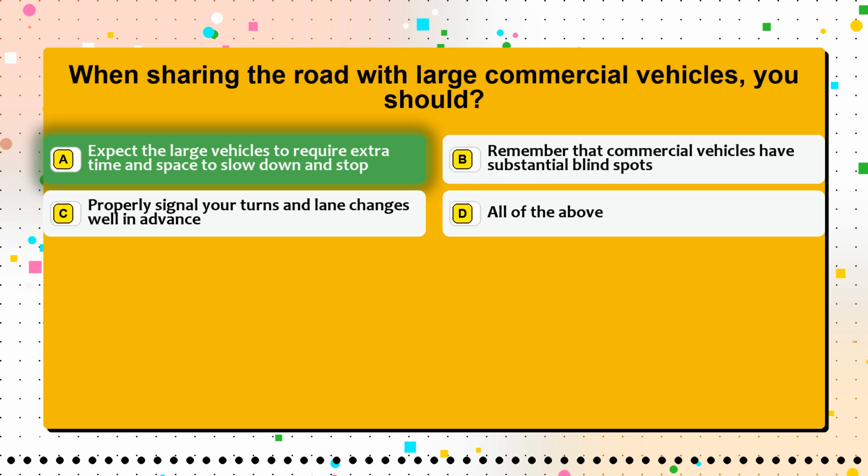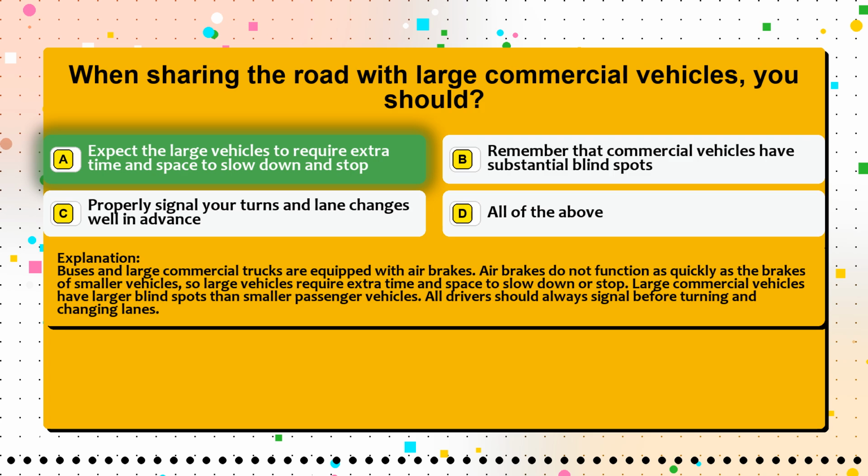The correct answer is option A. Expect the large vehicles to require extra time and space to slow down and stop. Buses and large commercial trucks are equipped with air brakes. Air brakes do not function as quickly as the brakes of smaller vehicles, so large vehicles require extra time and space to slow down or stop. Large commercial vehicles have larger blind spots than smaller passenger vehicles. All drivers should always signal before turning and changing lanes.